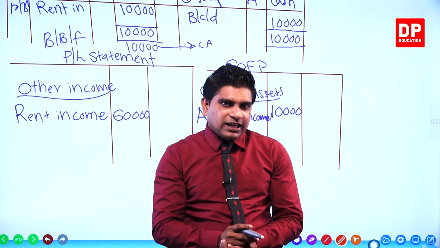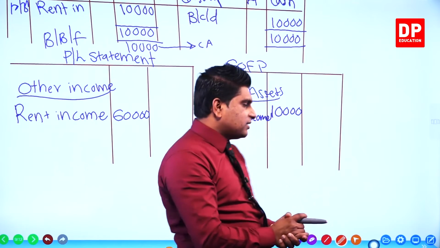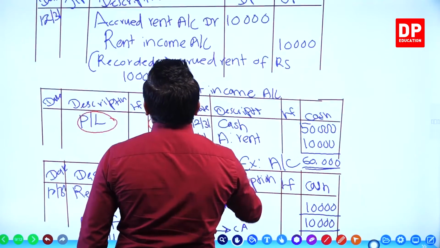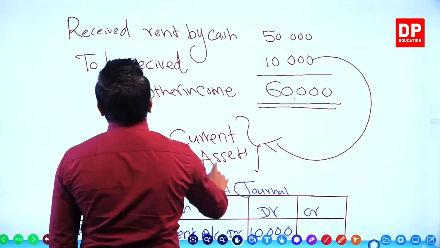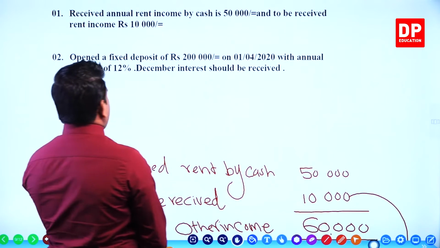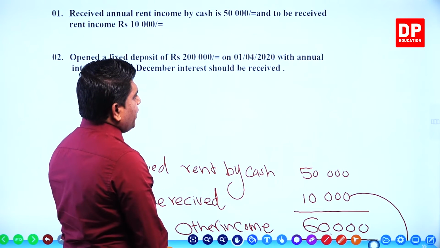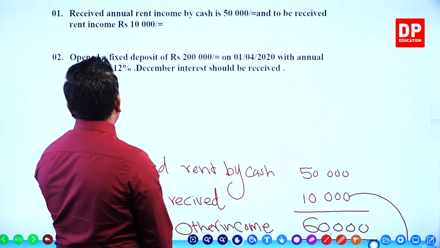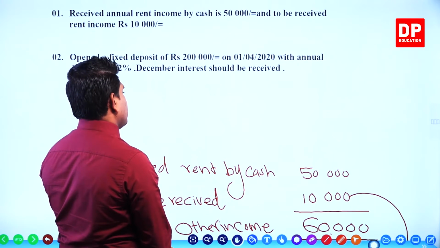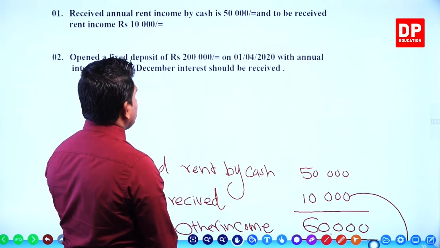Now I move to the next transaction. It is the second one which comes under the accrued income category, right? Now see the question. Open a fixed deposit of 200,000 on 1st of April 2020 with an annual interest of 12%. December interest should be received. Okay, December interest should be received, right?